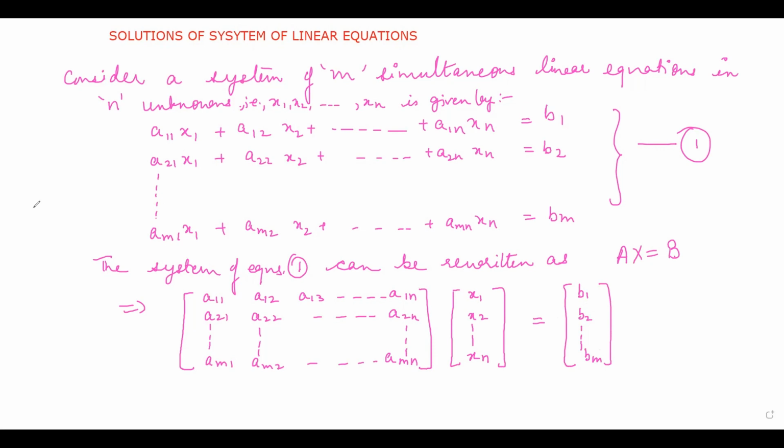Now, let us consider the order. What is the order of A? A order is m cross n, m rows and n columns. I think that would be clear enough. Let me write it again. m cross n. The order of capital X is n cross 1. And as we can multiply them, the result would be m cross 1. You can multiply only those matrices where the columns of the first equal the rows of the second. So here you could see the resultant matrix is coming out to be m cross 1.